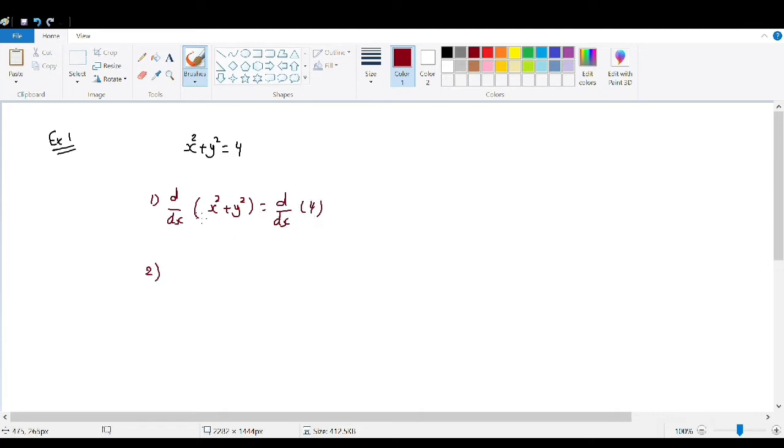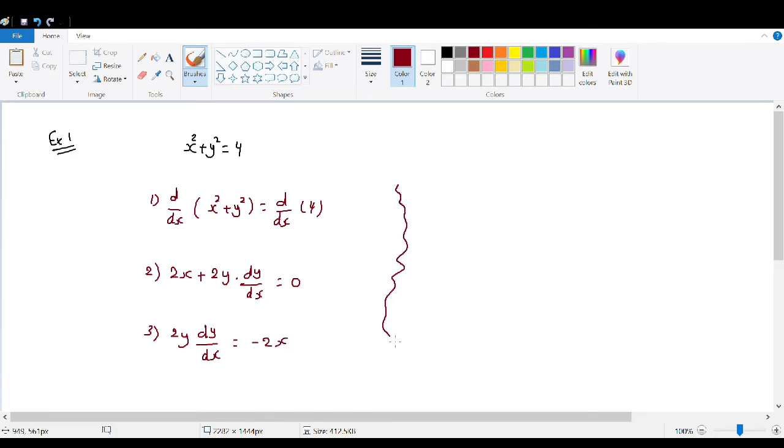Then for the second step we need to differentiate. So the derivative of x squared with respect to x, it will be 2x plus the derivative of y squared with respect to x, it will be 2y, and since this variable is different than this variable, we need to multiply it by dy over dx is equal the derivative of 4 with respect to x, so here it is 0, so the derivative of any constant will be 0. The third step, we need to put the term that contain dy over dx in one side, so we'll move 2x to the other side, so here we have 2y dy over dx will be equal minus 2x.